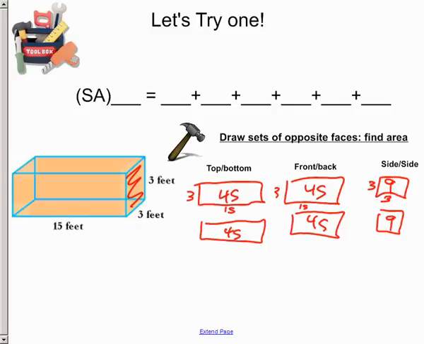I want you to notice how quickly I could do this being organized. I know sometimes you think that showing your work takes longer, but actually I think it was a lot faster. Now we're just going to add those 6 sides together. So 45 plus 45 plus 45 plus 45 plus 9 plus 9. If you add those together, you will get a total of 198. So our surface area is 198 feet squared. So now we're back to squared because we're talking about area.